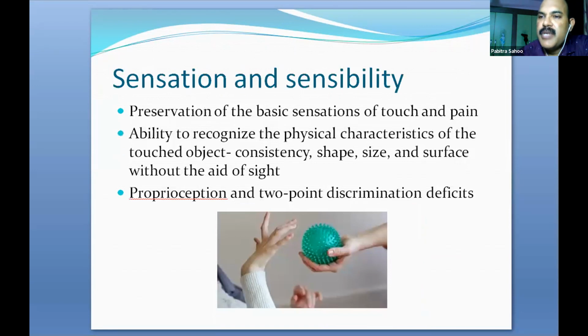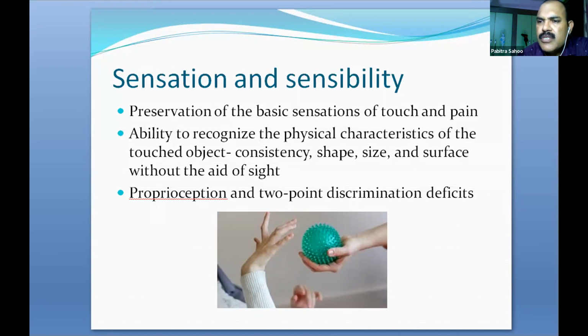Sensation and sensibility are also important. One must be sure that the child's sensations are preserved. At least touch and pain sensation must be there. Stereognosis is important, along with preservation of basic sensation of touch and pain. That is the ability to recognize the physical characteristics of the touched object, consistency, shape, size, surface, without the aid of sight.